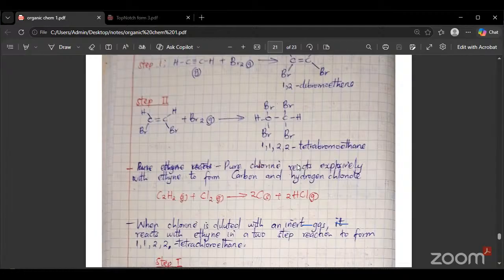Now, when it is diluted, of course, it forms tetrachloroethane, and there is a use of tetrachloroethane. Just tell me first the use of that thing. Do you remember? This one is where the application comes in. Do you remember the use of tetrachloro? Is it tetrachloroethane or methane?